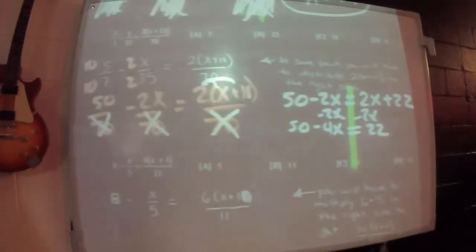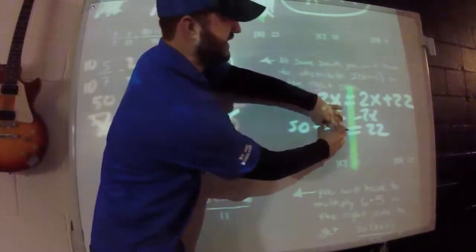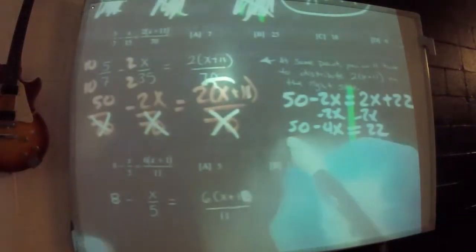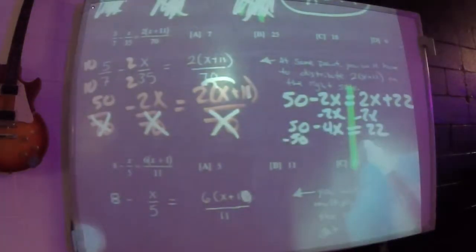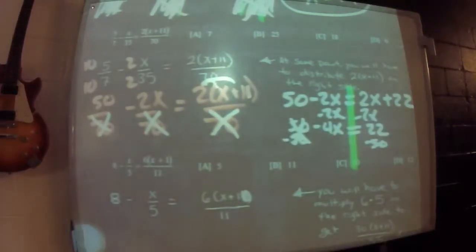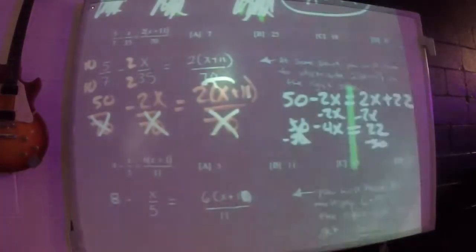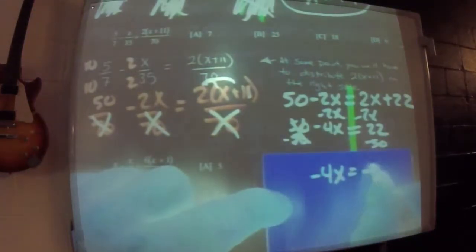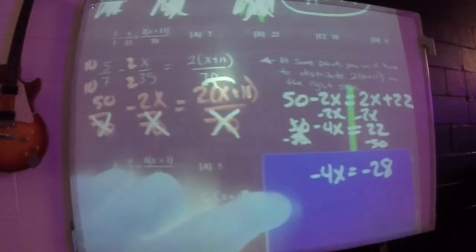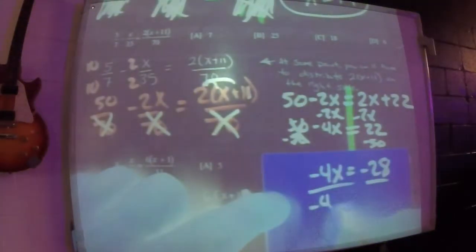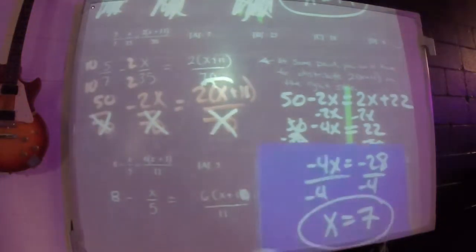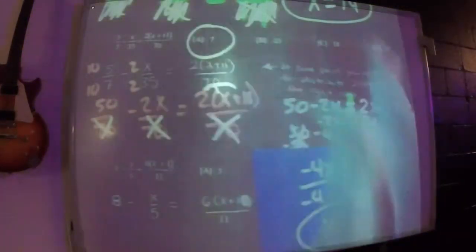Then what needs to go next? Subtract 50. Why are we subtracting 50? Because it's a positive 50, and I want to kill positive 50 with negative 50. And I end up with negative 4x equals negative 28. Then divide both sides by negative 4, and x equals positive 7. So we get x equals positive 7.